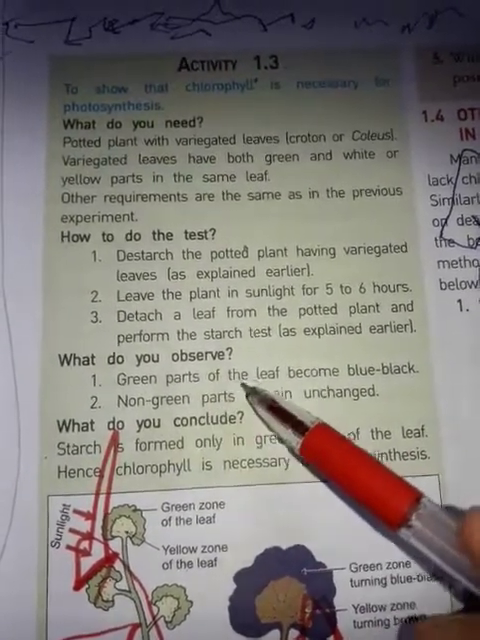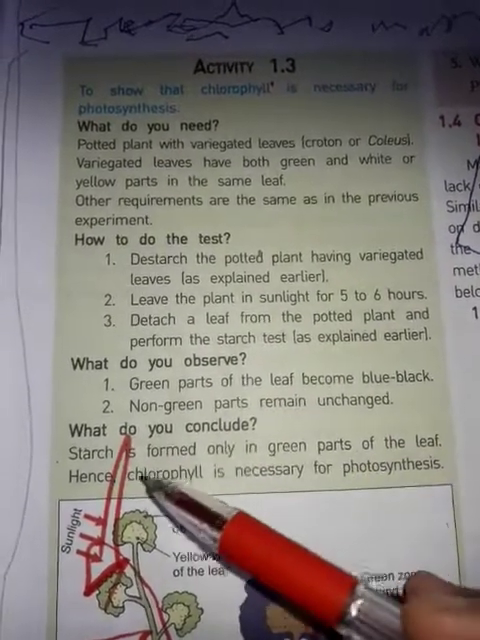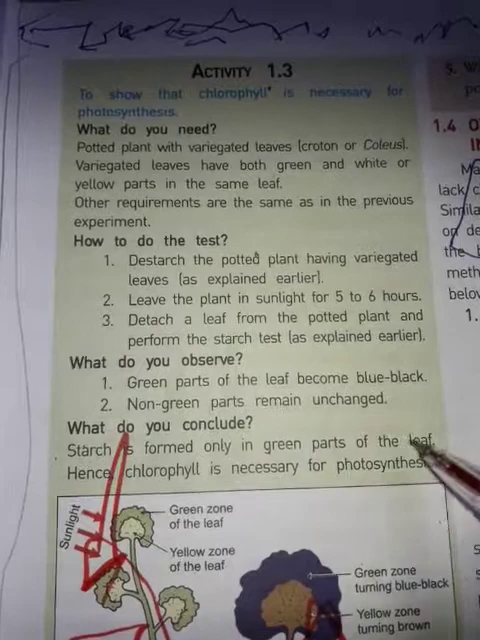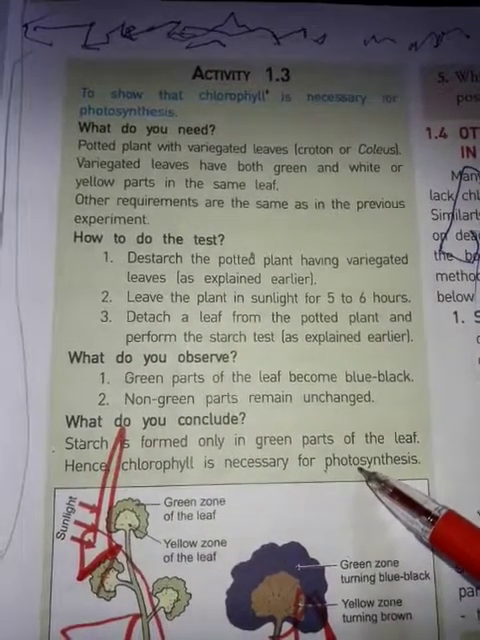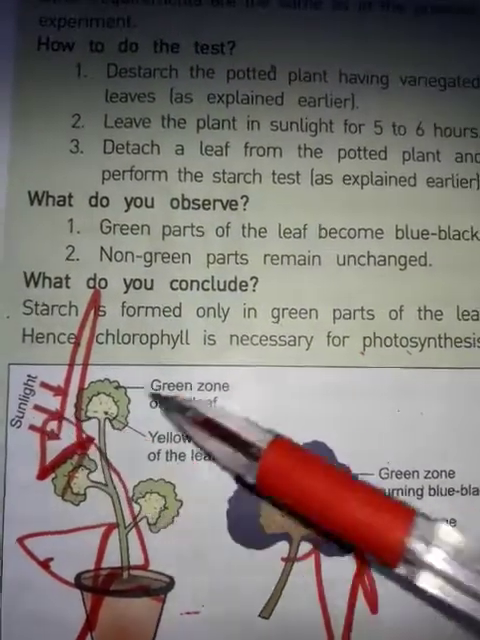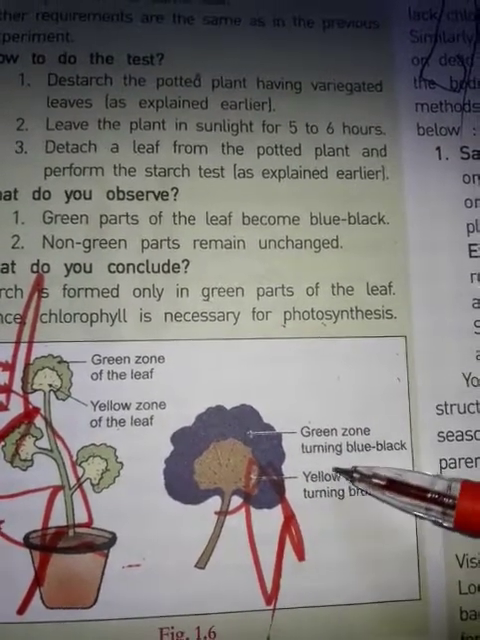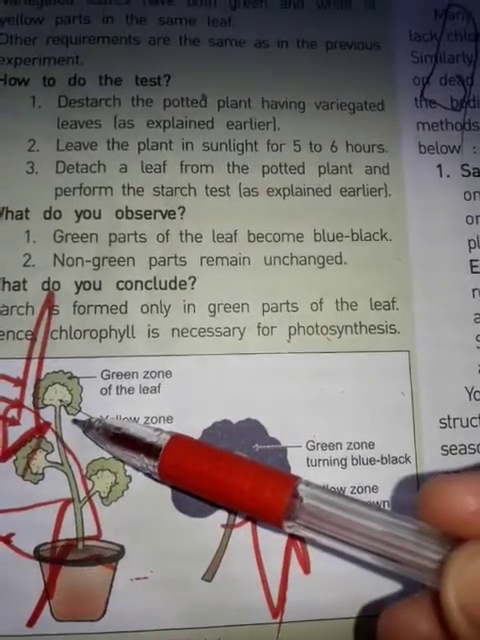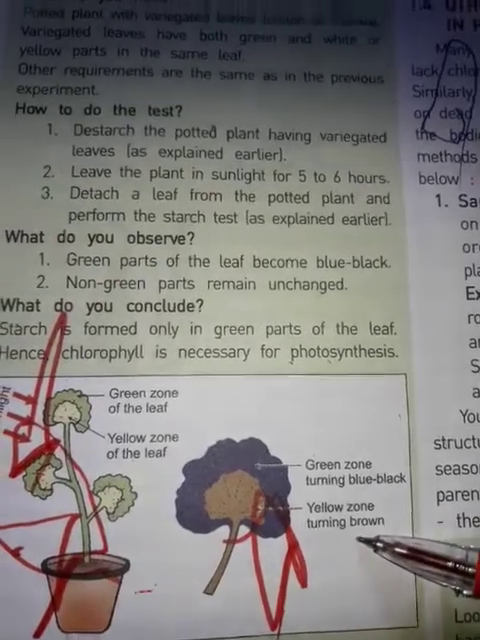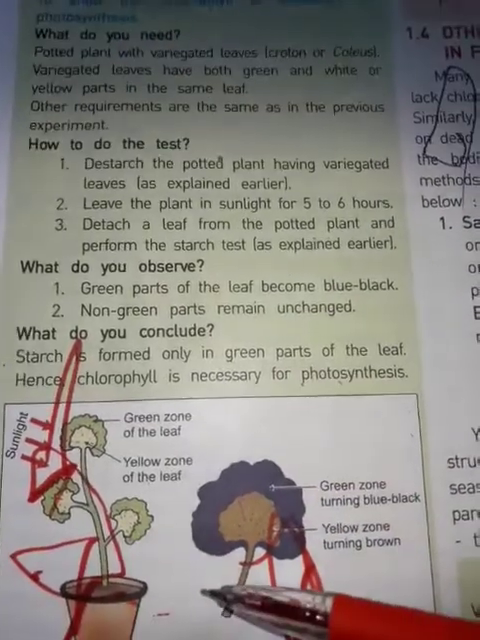What do you observe? Green parts of the leaf become blue-black and non-green parts remain unchanged. So in this, what do you conclude? You can see that starch is formed only in the green parts of the leaf, hence chlorophyll is necessary for photosynthesis. So we can say that chlorophyll is necessary for photosynthesis. You can see the green zone of the leaf and the yellow zone of the leaf, and the green zone turns blue-black when tested with iodine solution, and the yellow zone turns brown. So we can say that chlorophyll is necessary for photosynthesis.